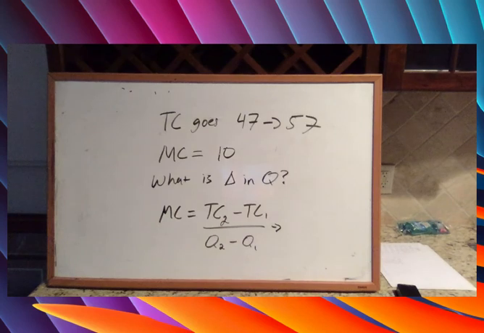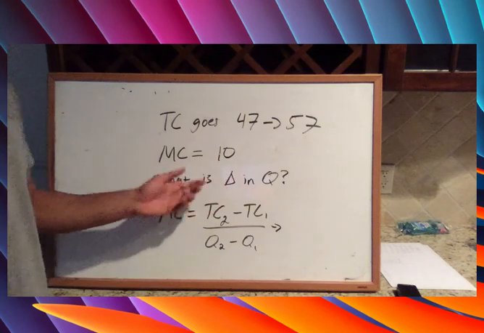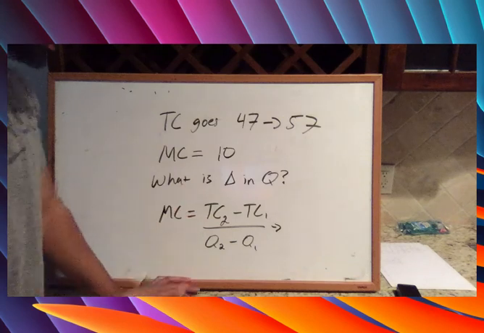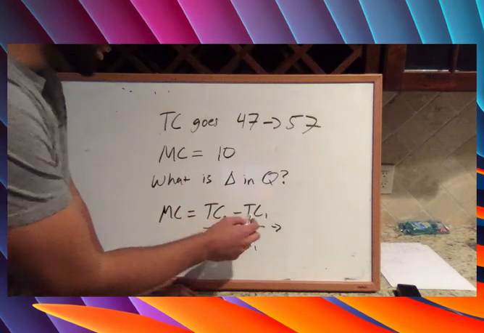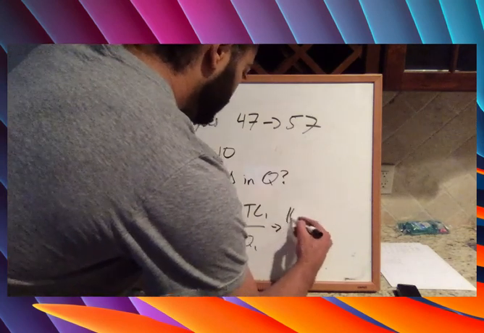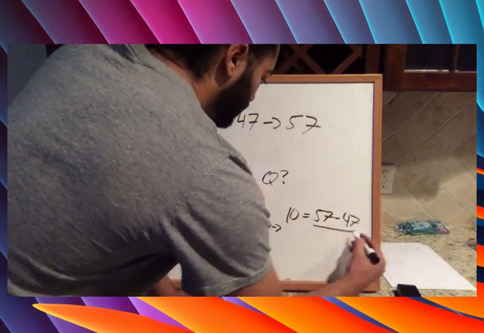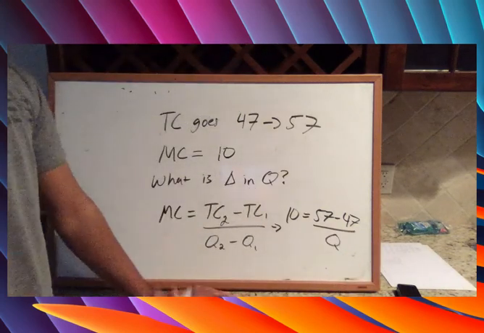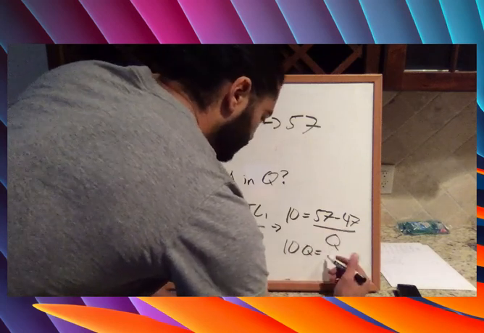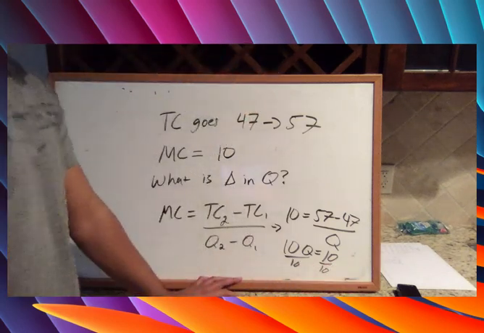All right, so another problem would be when your total cost goes from 47 to 57 and your marginal cost equals 10, what is the change in quantity? So the formula for marginal cost, again, it's a change in total cost divided by the change in quantity, which is what is illustrated here, TC2 minus TC1 divided by Q2 minus Q1. Just plug in what you have. So 10 equals 57, that's your TC2, minus 47, TC1, divided by Q. Now what you want to solve for is Q. Now you're going to cross multiply, so it's going to be 10Q equals 10. 10 divided by 10. The change in quantity is going to equal 1.